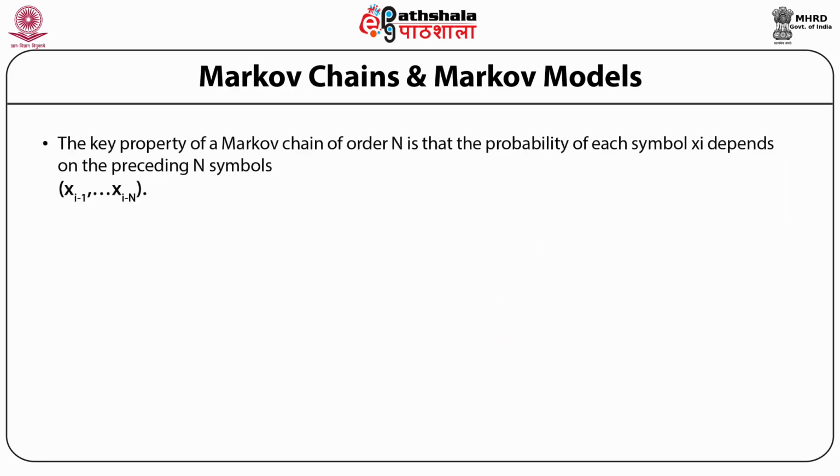Now the key property of a simple Markov chain of order n, that is I have n states in that particular chain, is that the probability of each symbol xi depends upon the preceding n symbols. Say for example, if whether I would get head in the fourth toss or not depends upon whatever I have gotten in the third toss, in the second toss, in the first toss, etc., then such a sequence of events can be modeled by a Markov chain.